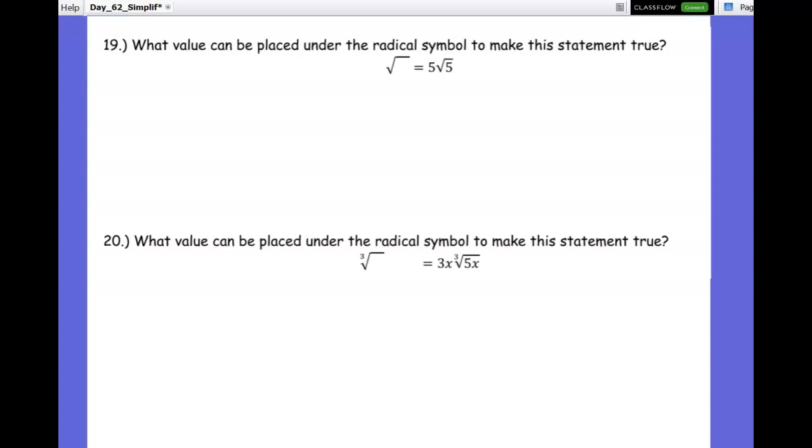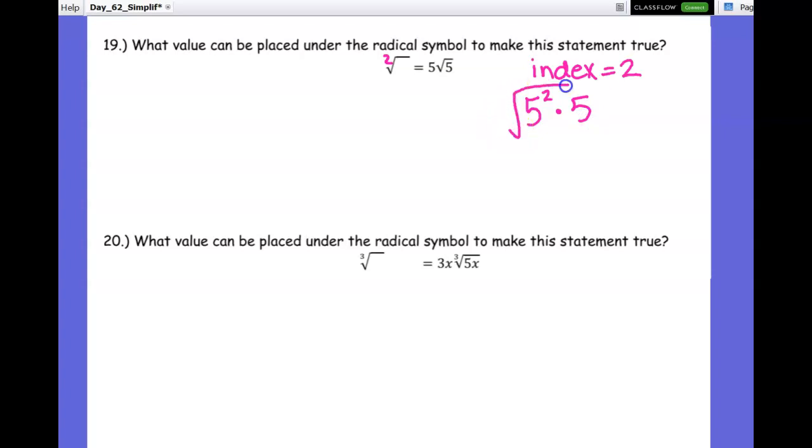Now we want to look at what value can be placed under the radical symbol to make the statement true. So we're kind of going backwards here. To go backwards, the first thing I like to note is what's the index. The index is 2 because there's nothing there, so we know it's actually a 2. So that means we're going to take what's outside the radical, the coefficient, which is 5, and we're going to square it, and then we're going to multiply it by what's inside the radical.